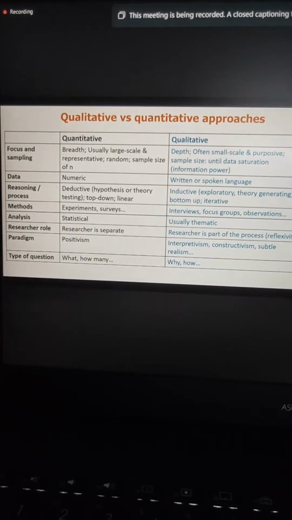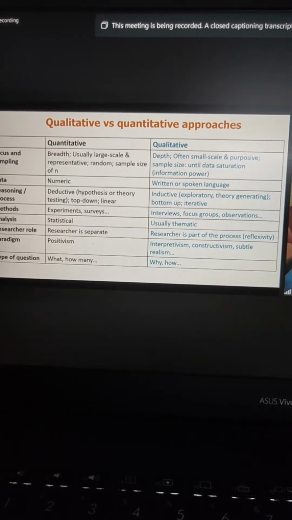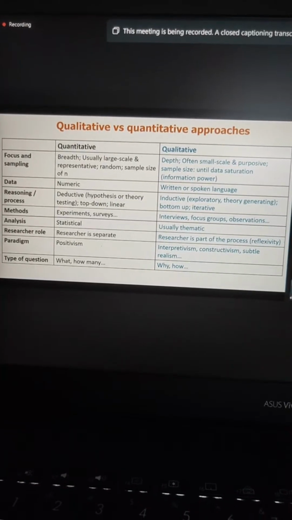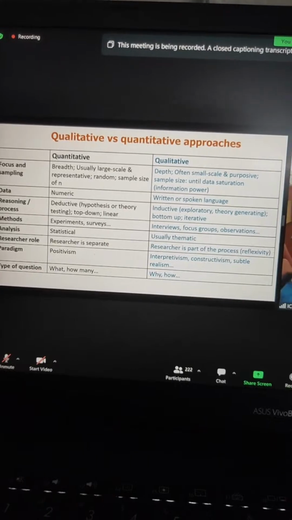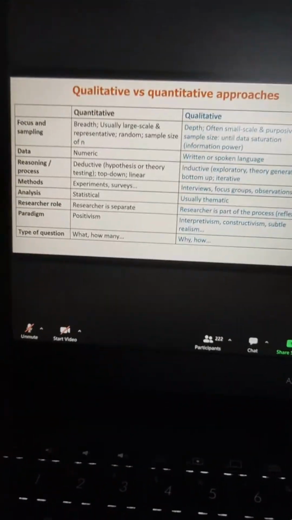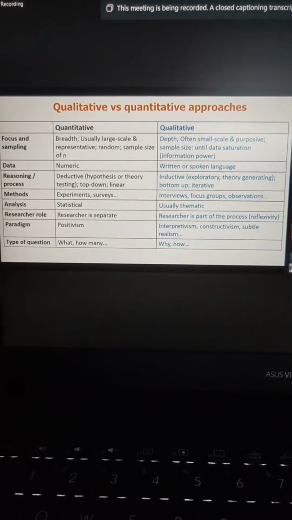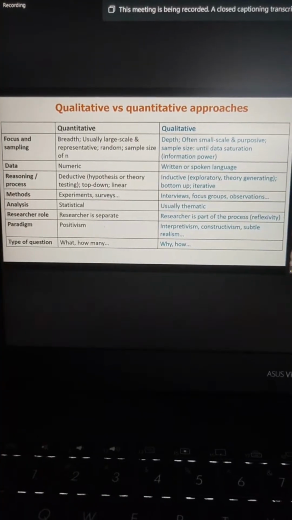The researcher's role in quantitative research is seen as separate. In qualitative research, the researcher is very much seen as part of the process. The researcher is pretty much the tool used in qualitative research, and we do often hear of the word reflexivity, which means to take into account your own social background, your academic background, and the impact that it has on the entire process and the findings.